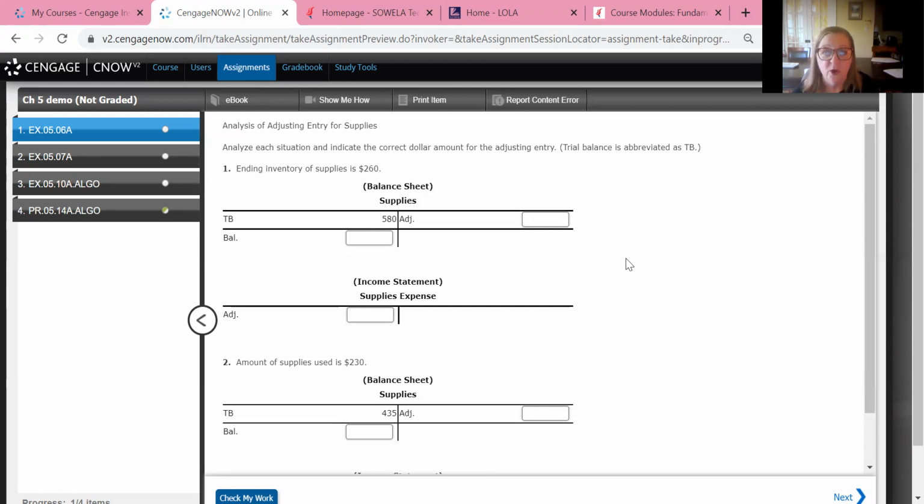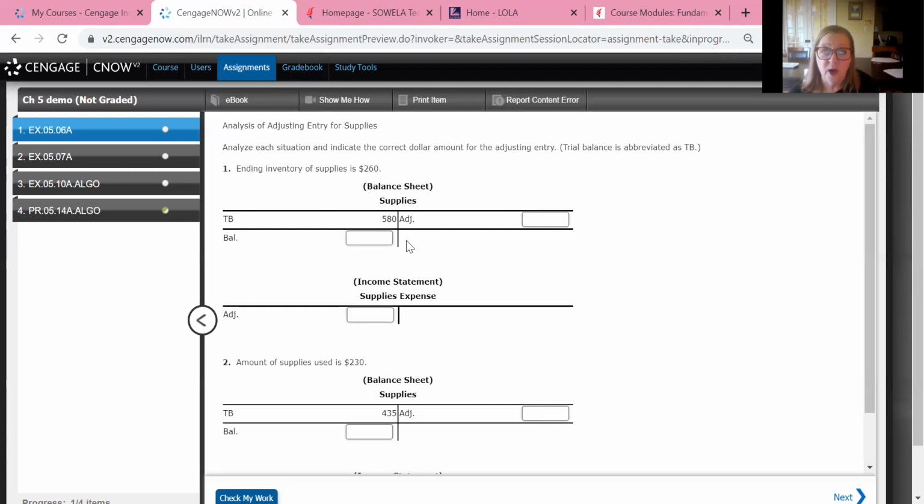Rather than making the journal entry, we're going to post the journal entry to the T accounts just to get some experience with how the adjustment works. Okay, so the first scenario said ending inventory of supplies is 260. And if you look at your T account for supplies, you can see that your supplies account has a balance of $560 debit. So that's like there's a supply closet somewhere that has all the supplies you've needed for this period. And when you buy them, you just always record it as supplies. Like there's a big closet with all of them in it. When you need some, you just go there and grab some out.